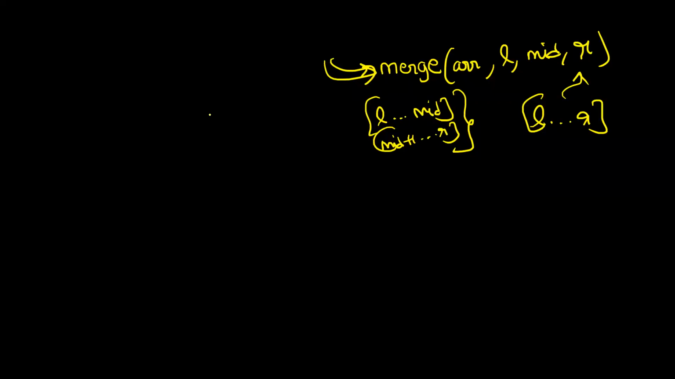Now let's get started. So what does merge sort say? Merge sort is basically a recursive algorithm. It's a recursive algorithm. So let us take an array and see how merge sort actually functions.